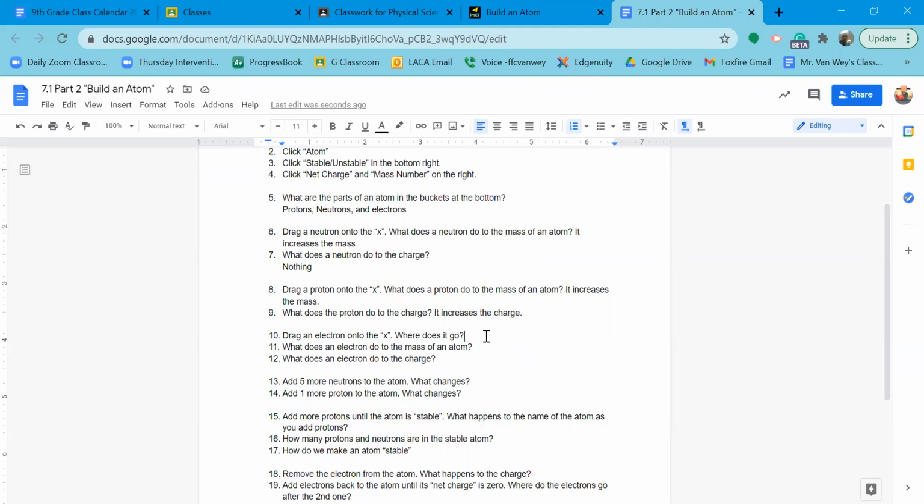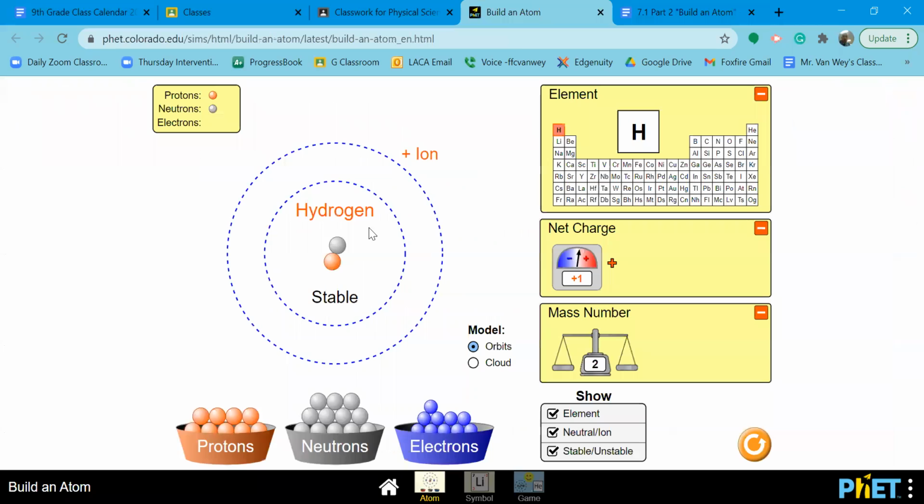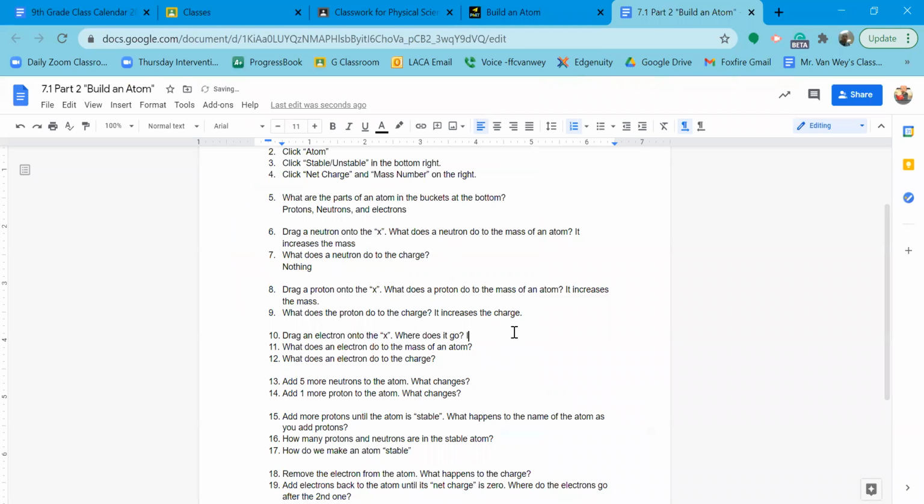Next, we're going to do the same with the electrons. Okay. First question says, where does the electron go? So we're going to drag an electron onto the atom. Oh, and notice that it doesn't actually go to the center. It actually goes to a circle here, or a shell that we talked about in the last activity, part 1. So where does it go? It goes onto a shell, an electron shell.